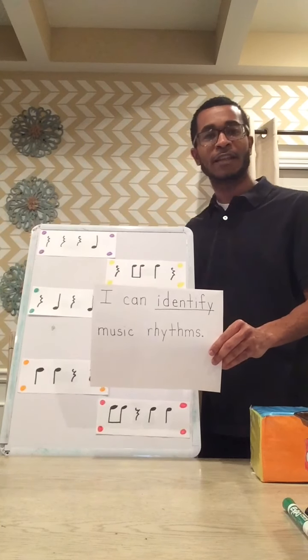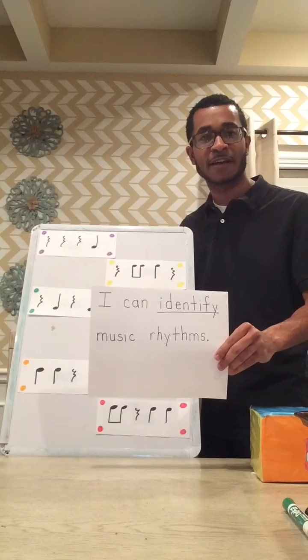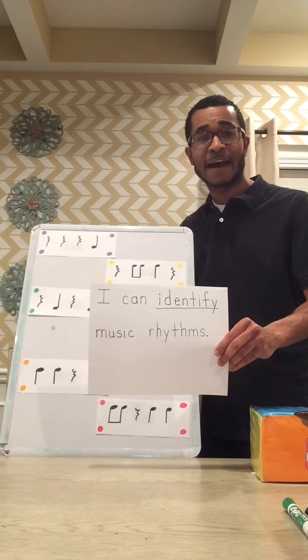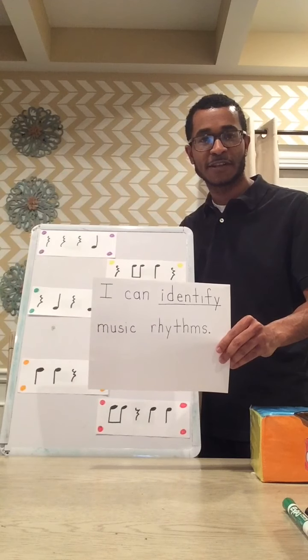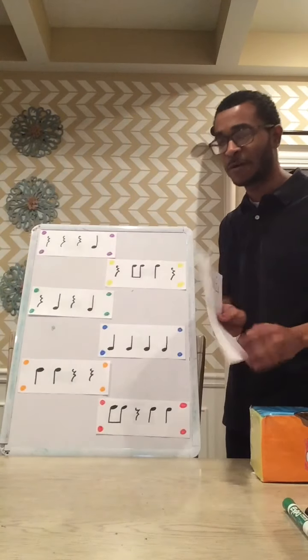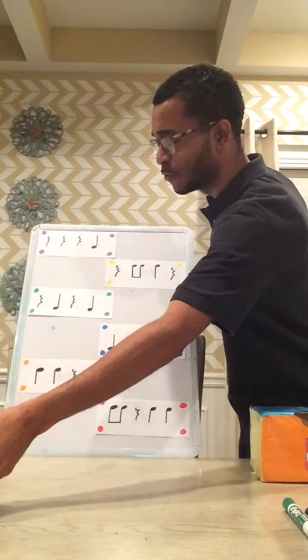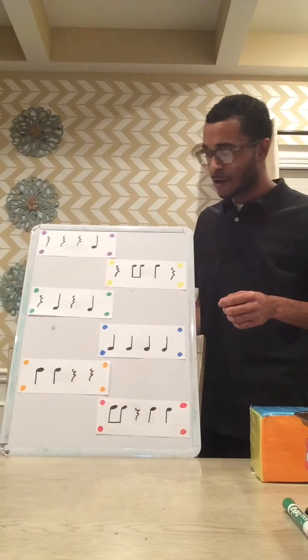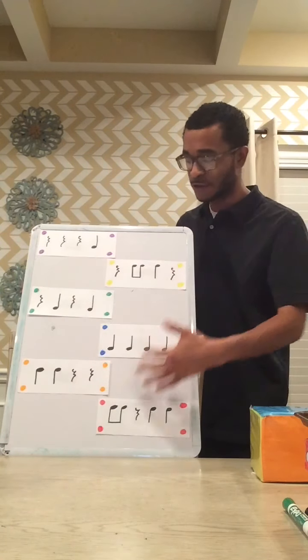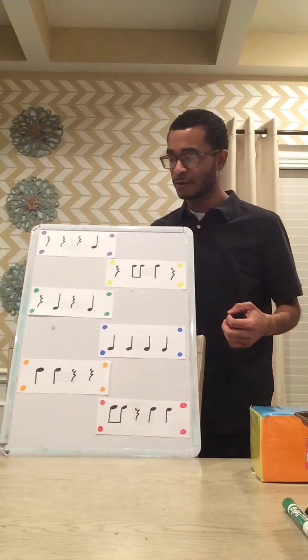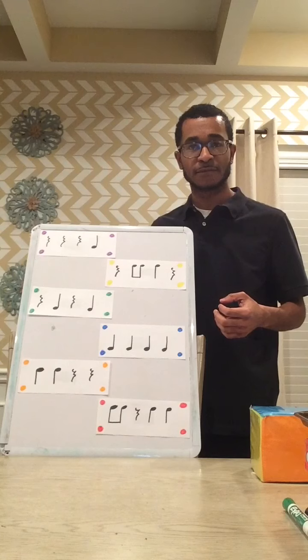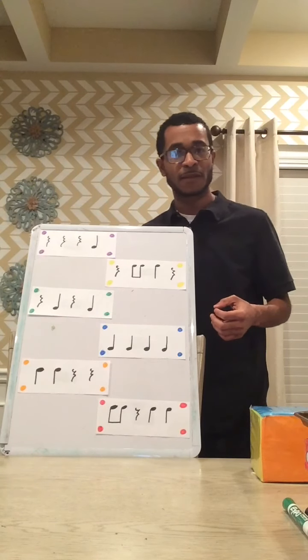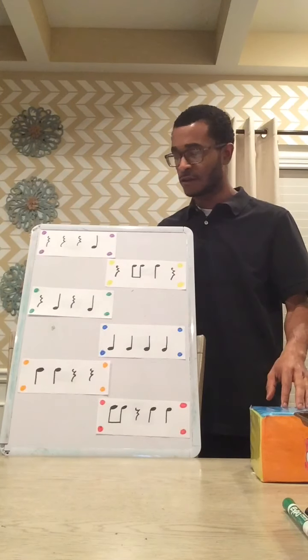So let's read it one last time, boys and girls. Okay? I can identify music rhythms. Good job. Very good. So that's what you're going to be able to do and use today. You will be able to identify all of what you see on this dry erase board. Does it look familiar to you? The music notation? Yes. Yes. We just reviewed each of these.